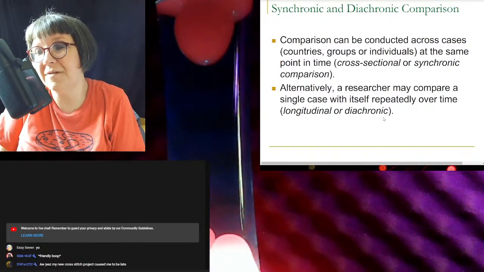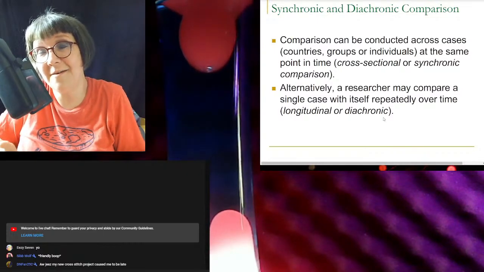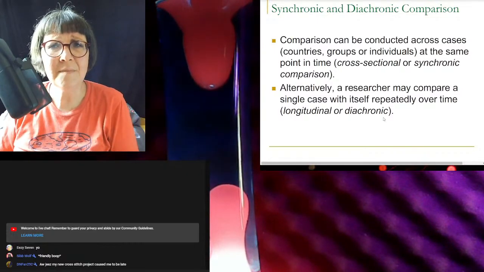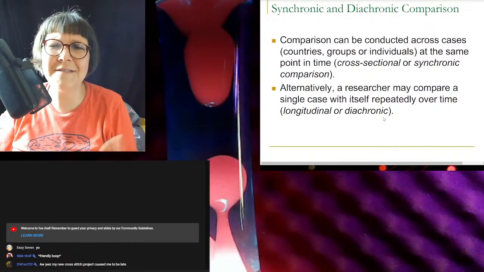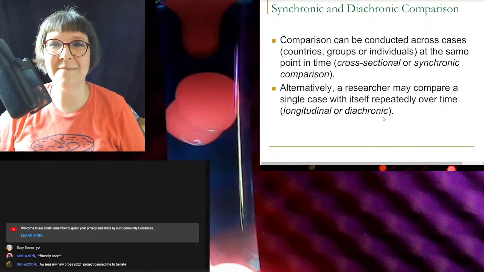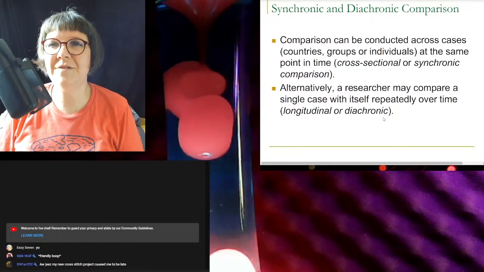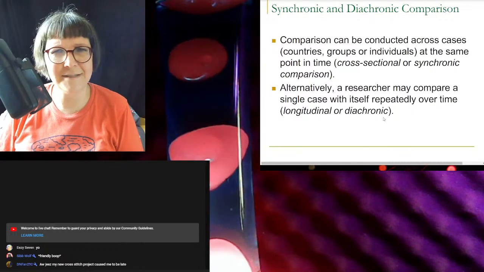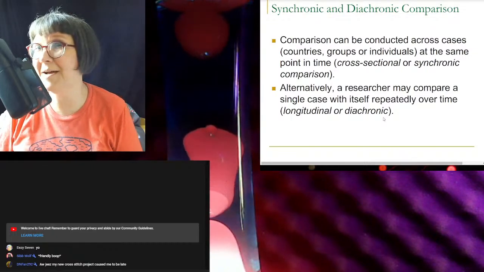Or you might start off thinking you're going to go in one direction and then end up actually going in a different one. So there are some fancy words coming up here, but they're pretty obvious once they're explained. You can either do synchronic or diachronic comparisons.